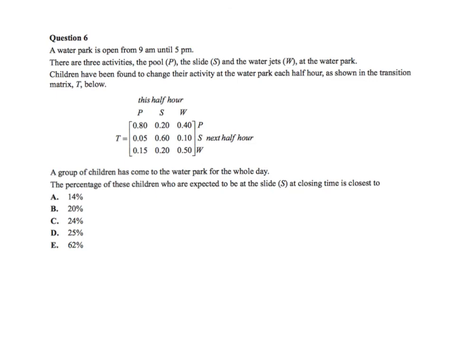Okay, so question 6. A water park is open from 9 a.m. until 6 p.m. There are 3 activities, pool, slide, and water jets at the water park. Children have been found to change their activities at the water park each half an hour as shown in the transition matrix. If a group of children has come to the water park for the whole day, what percentage of these children are expected to be at the slide at closing time?